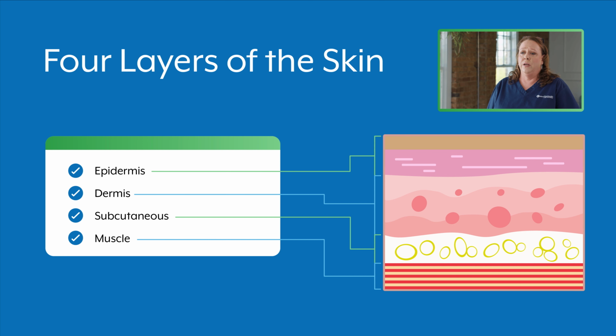There are 4 layers of the skin. The first layer is your epidermis, the outer surface of the skin. Next is the dermis, the layer directly beneath the epidermis. Subcutaneous, the tissue containing fat beneath the dermis. And then muscle.